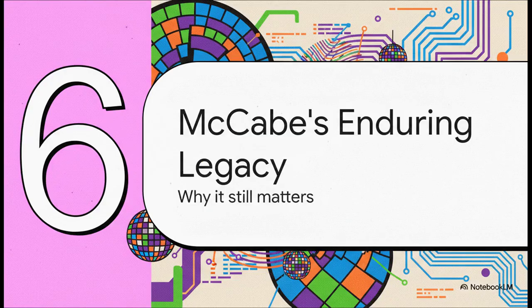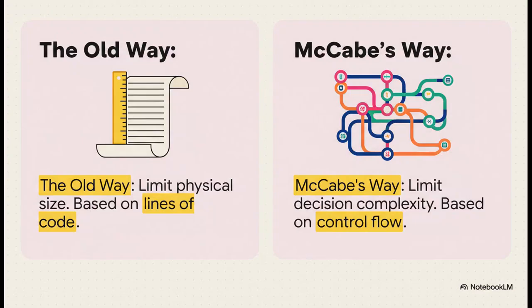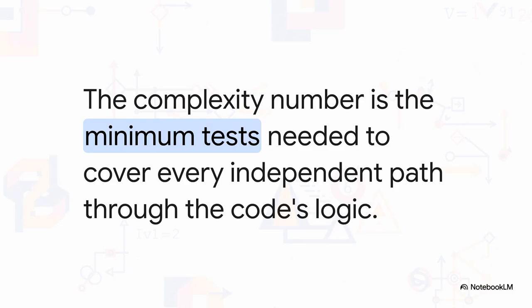So you might be wondering, why are we still talking about a paper from the disco era? Well, it's because its impact is literally woven into the fabric of just about every piece of software we use today. This paper really represents a fundamental shift in thinking. We went from a totally superficial measure, like the physical size of the code, to a deep structural measure of its logical complexity. We stopped judging code by how long it was, and we started judging it by how tangled its decision-making map looked.